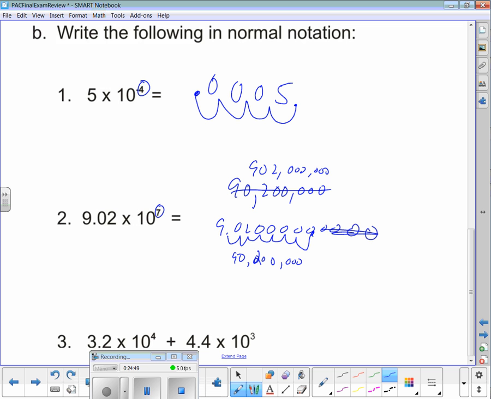90,200,000. Yeah. 6 is a million. 7 is 10 million. 8 is 100 million, 9 is a billion, etc., etc., etc. But again, just count. How many got both of those right? Okay, and that's what I hoped.